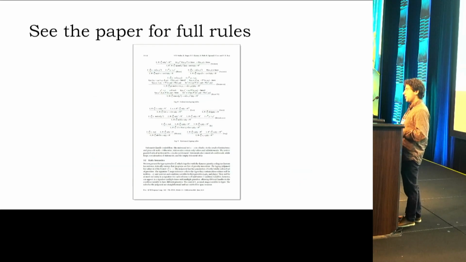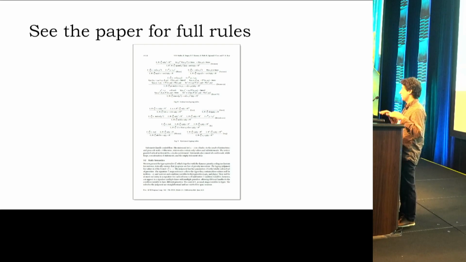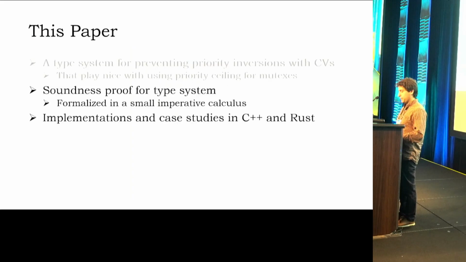So that's about all I have time to say about the type system for the talk, but obviously these are all fully formalized in the paper. So as proof here, I have a screenshot of a page full of horizontal lines and Greek letters. So please go see the paper for details. I want to briefly just spend a couple minutes talking about the soundness proof, and then I'll go on to the implementation and the case studies.